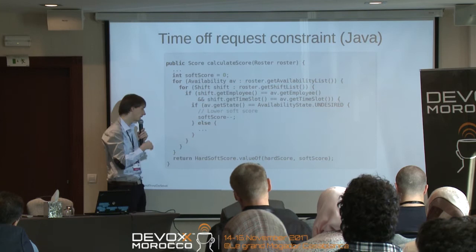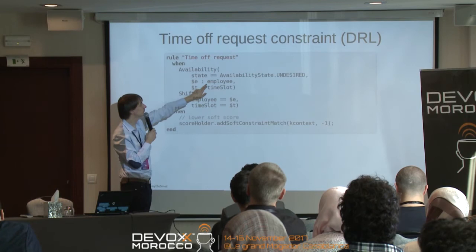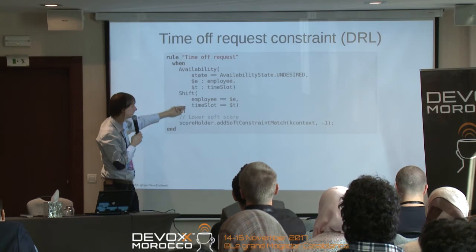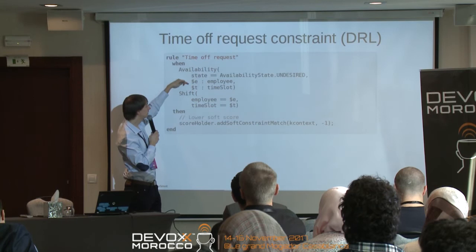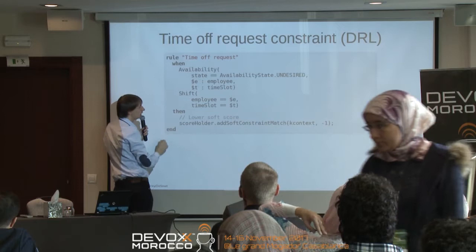If you then look at it from a rules perspective, you say, okay, we have an availability, so an undesired one. We have an employee and we have a time slot. We're going to bind these into these variables. This is the way we write variables in DRL. And then we say, okay, when we have a shift where the employee is assigned to that, where the employee is the same as that availability, and we have a time slot the same as that availability. And remember, these shifts change during planning, right? So each of these shifts constantly gets new employees. So when it actually matches with the availability, which is part of our input, then we're going to reduce the soft score, right? Then we're losing points.